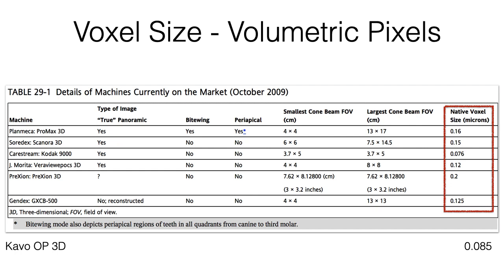The Cavo OP3D is the one here at the bottom that I added to the bottom of the table because this is the machine that we have here at the school, and the voxel size is 0.085, which is one of the smallest in the market.